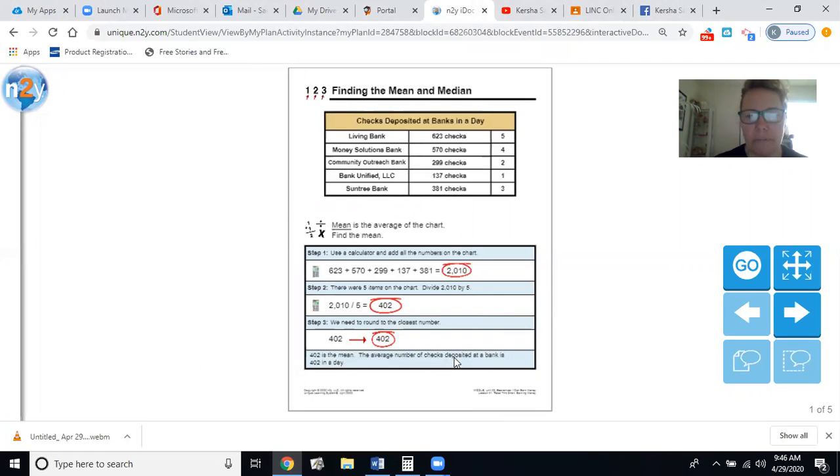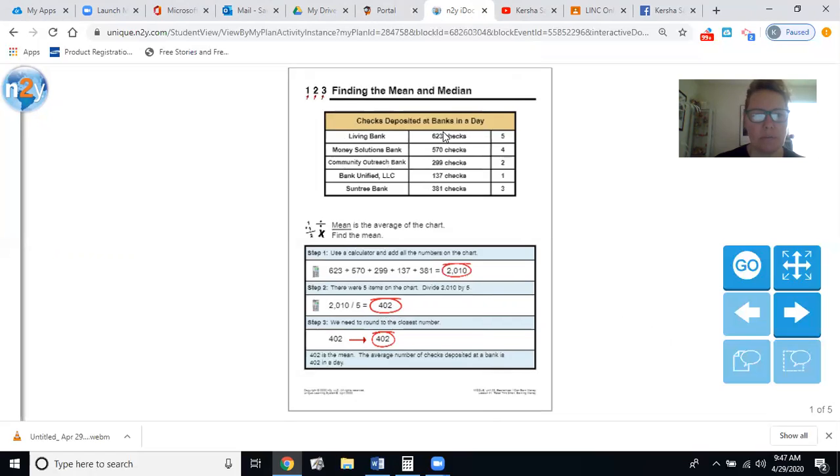The average number of checks deposited at a bank is 402 in a day. So we can see Living Bank has the most at 623 checks deposited in a day, and Bank Unified has the least amount of checks, 137 checks. But the average of all of these checks from all of these banks is 402 checks deposited in a day. So that's how you find the mean.